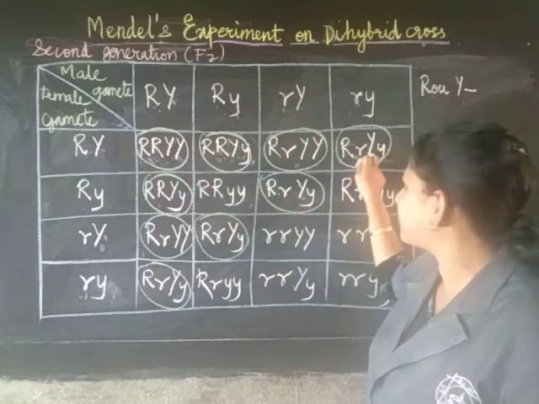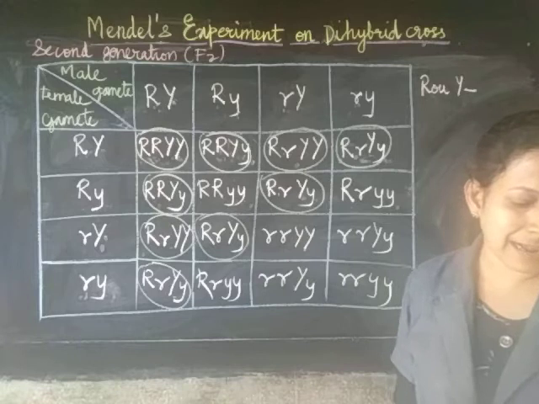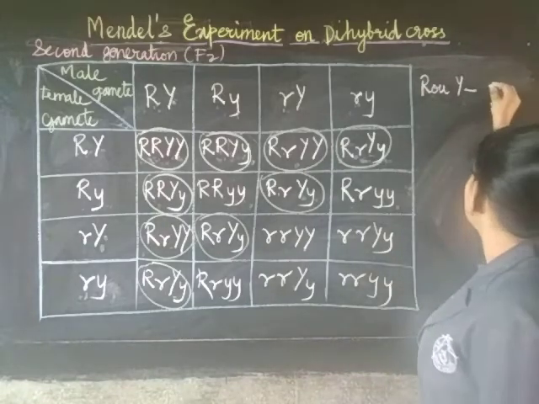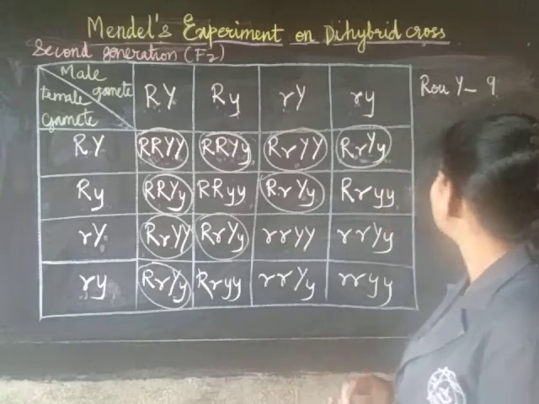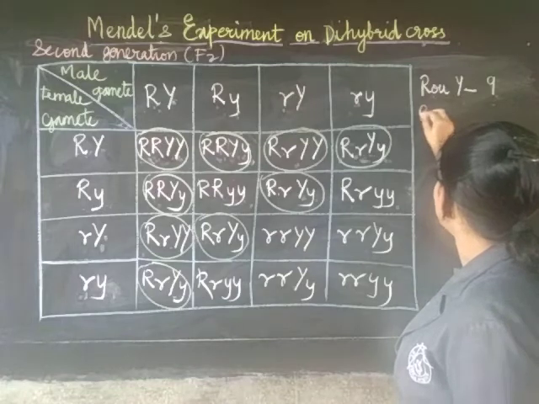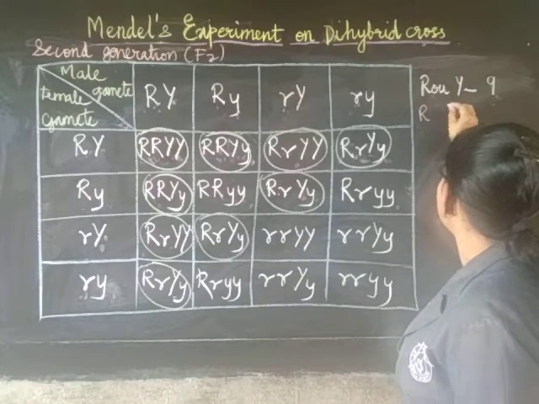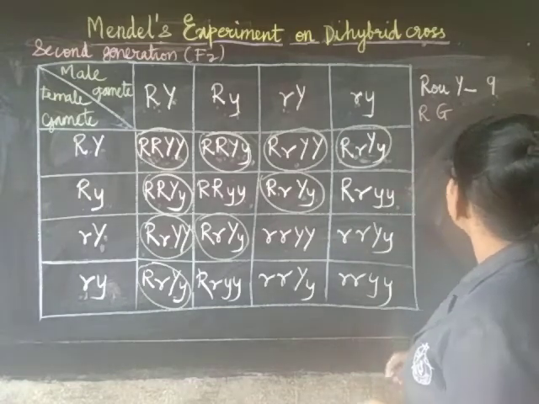1, 2, 3, 4, 5, 6, 7, 8 and 9 are rounded and yellow. Next combination is rounded and green. Okay, rounded and green. Fine? So what is the rounded and green?